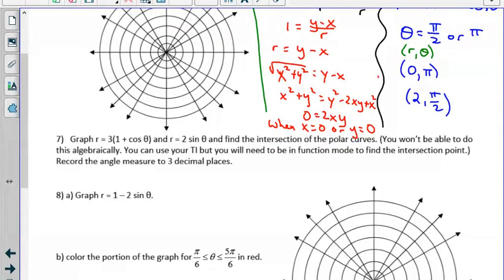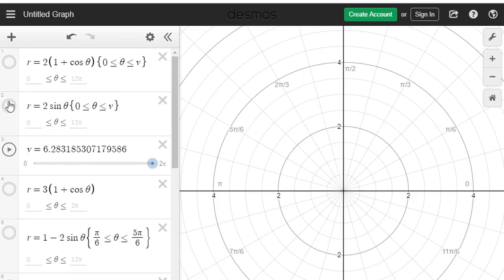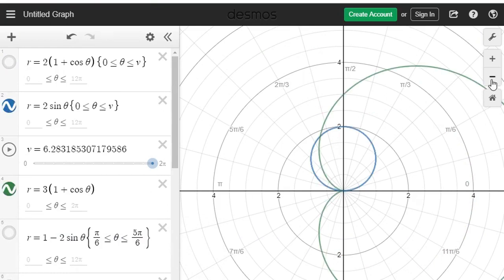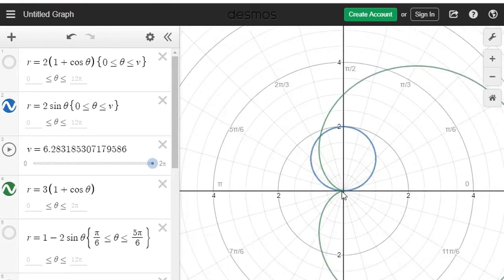Number 7, graph those two, find the intersection of the polar curves. This is not super easy, but here are 2 equations. So I graph those. It appears that we intersect at 0, 0 again for the rectangular coordinates, which is going to be at 0, 0 for my polars as well. But let's kind of move along and see what happens there.